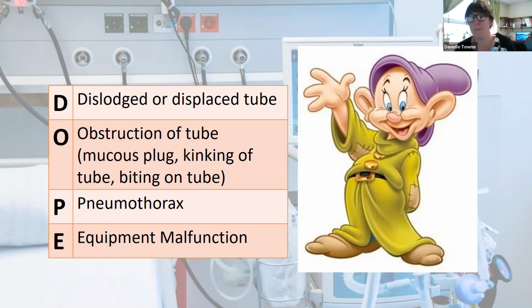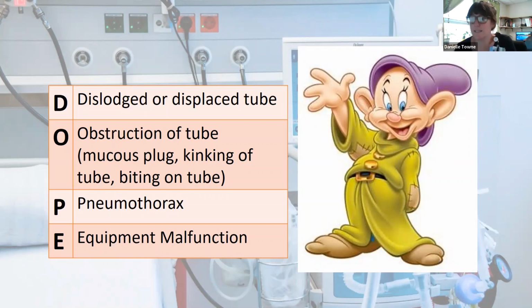It doesn't even need to be immediately post-intubation. This can happen days after. I mean, I went through the DOPE mnemonic several times when I was in the ICU with patients that have been intubated for many days. So first thing that you want to do, dislodge or displace tube.